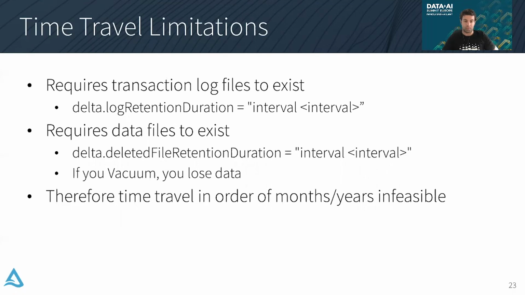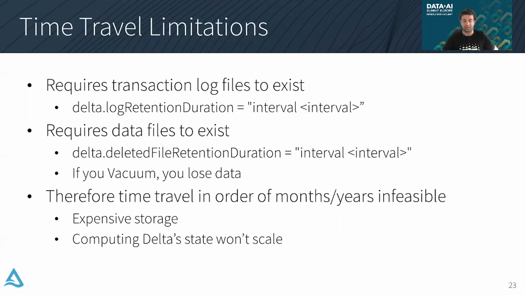Given these two requirements, you can assume that time traveling in the order of months and years may be infeasible. The reason for this is that if you actually have a stream appending to your table, changing data every minute, you're going to have commits happening every minute. This could cause your storage costs to increase, as well as computing Delta state won't scale when you have millions of JSON files that you have to read at a given time. But what you can do to work around that is to use, for example, an operation like clone to archive your data once a day to some archive location. One change per day is not that bad to time travel back 10 years. But one change every minute will be pretty infeasible if you want to time travel back even a month.